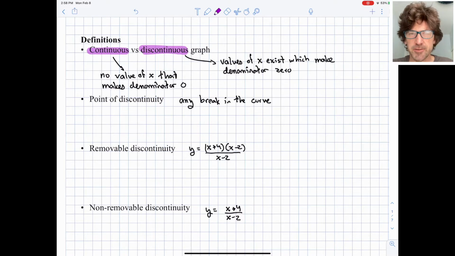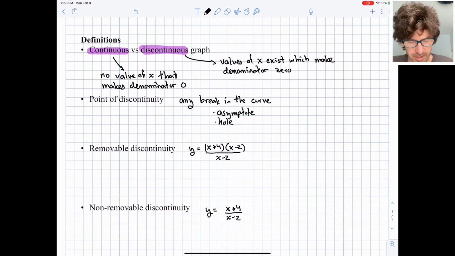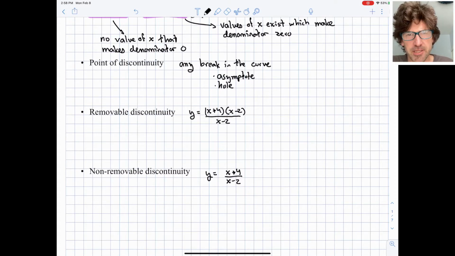A point of discontinuity is simply any break in the curve, and again, that could be an asymptote, which we'll look at, which is also known as a non-removable discontinuity, and that could be a hole, which is known as a removable discontinuity. So let's look at a removable discontinuity first.